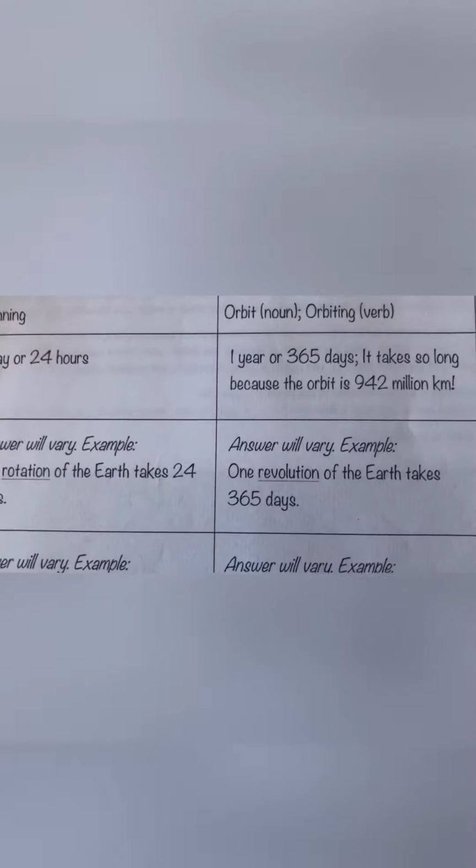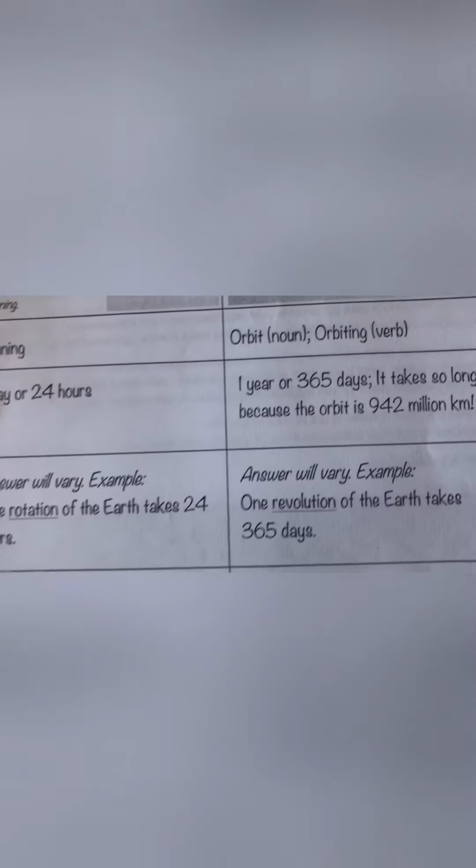Okay, so let's use it in a sentence, noun form. Here's an example; yours can be different. One rotation of the Earth takes 24 hours. Now let's use revolution. One revolution of the Earth takes 365 days. That's just an example. You can choose to use a different sentence if you'd like.